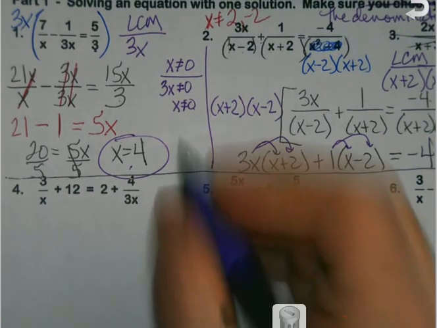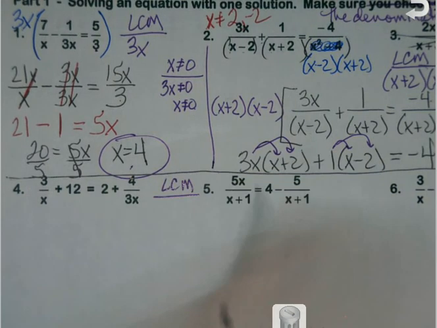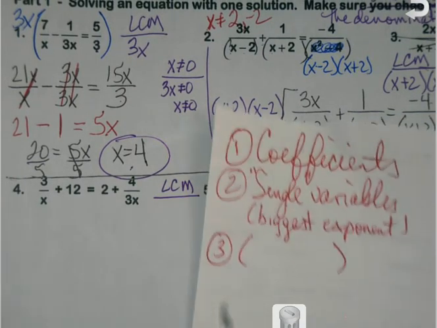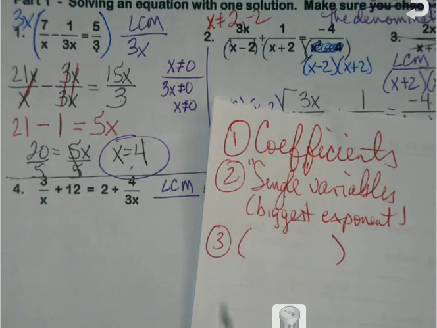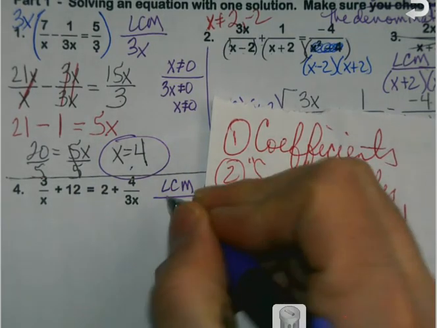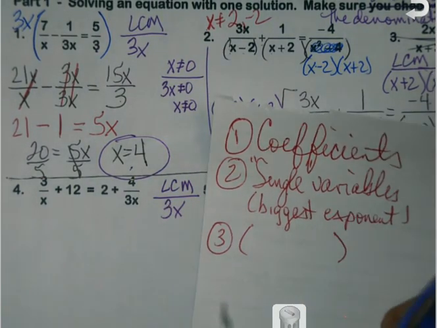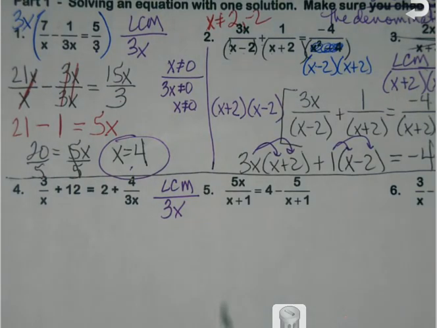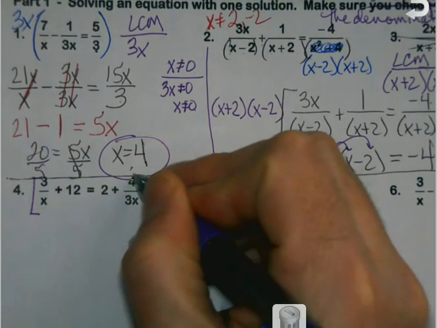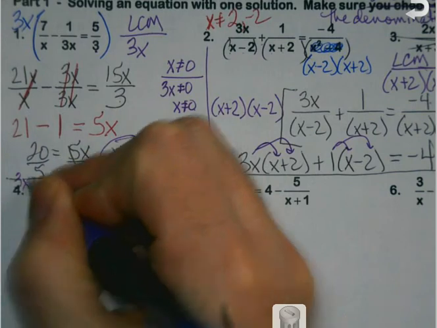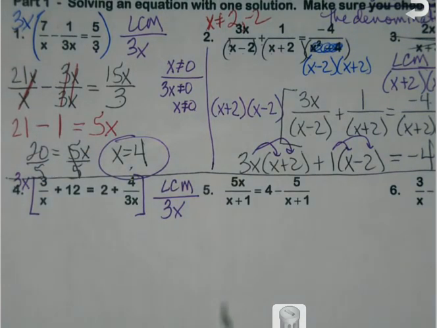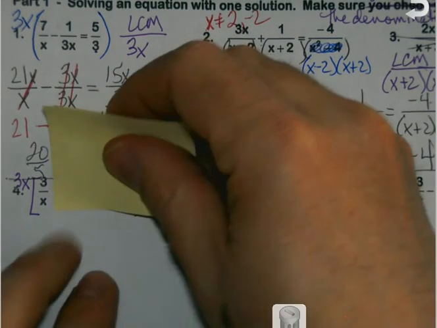Okay. LCM. What is it this time? 3x. Okay. Because again, I've got my single variables, got my coefficient. So we're going to multiply through here by 3x. All right. We are going to try and do this step by step with mental math this time. We got this.